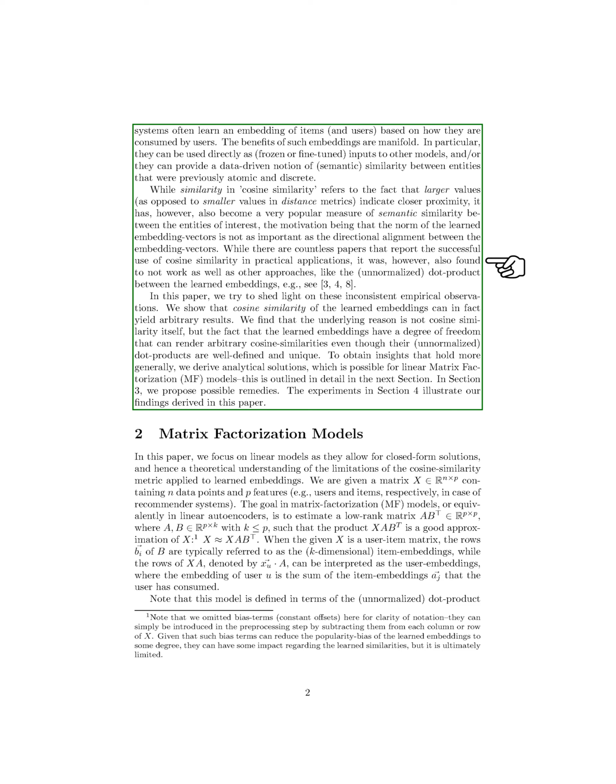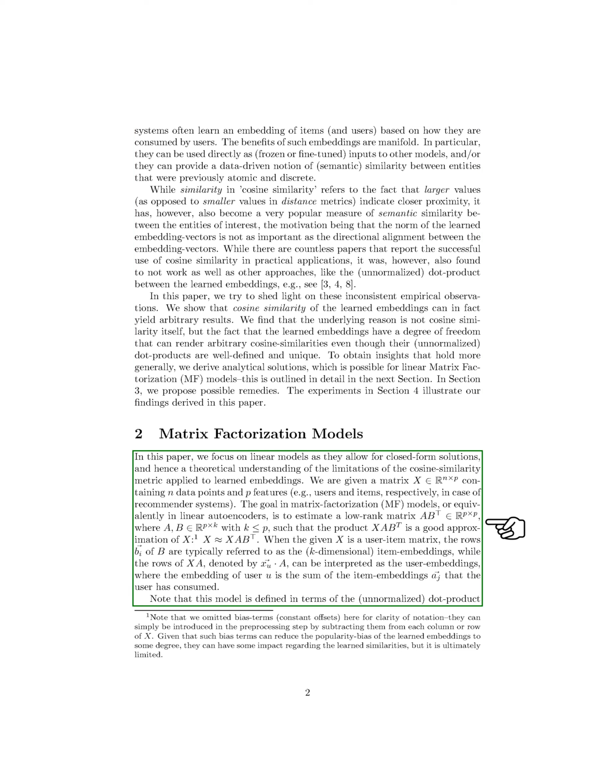In this paper, we concentrate on linear models because they offer closed-form solutions, providing a theoretical understanding of the limitations of using cosine similarity with learned embeddings. In matrix factorization (MF) models, the goal is to estimate a low-rank matrix by multiplying two lower-dimensional matrices. These matrices represent item and user embeddings in the context of recommender systems. The model is based on the dot product between user and item embeddings, even though cosine similarity is commonly considered after the embeddings are learned.